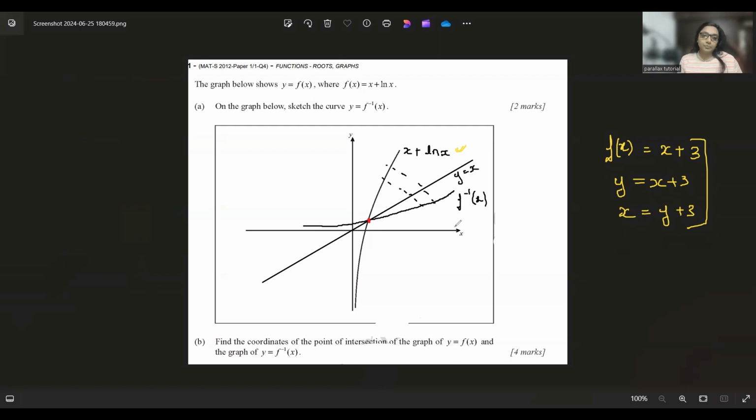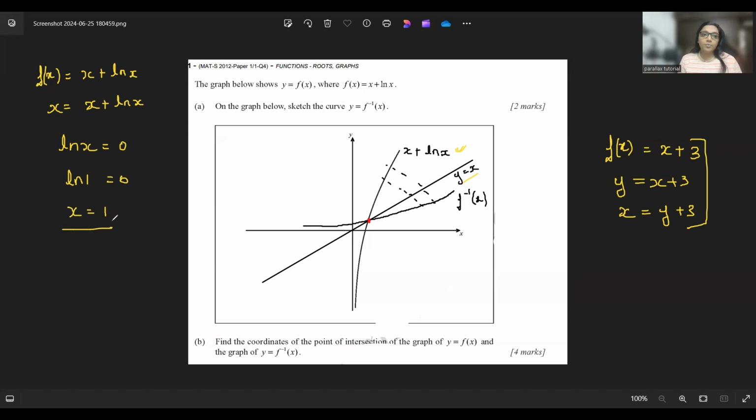So let's look at f of x first. We have f of x, which is given to us as x plus ln x. We see that it crosses the y is equal to x graph, which means y is equal to x plus ln x, and y is equal to x over here. So you can put x over here as well, which means ln x is equal to 0. Which value of x gives its logarithm equal to 0? It is ln 1, right? ln 1 is 0, so that means x is 1.